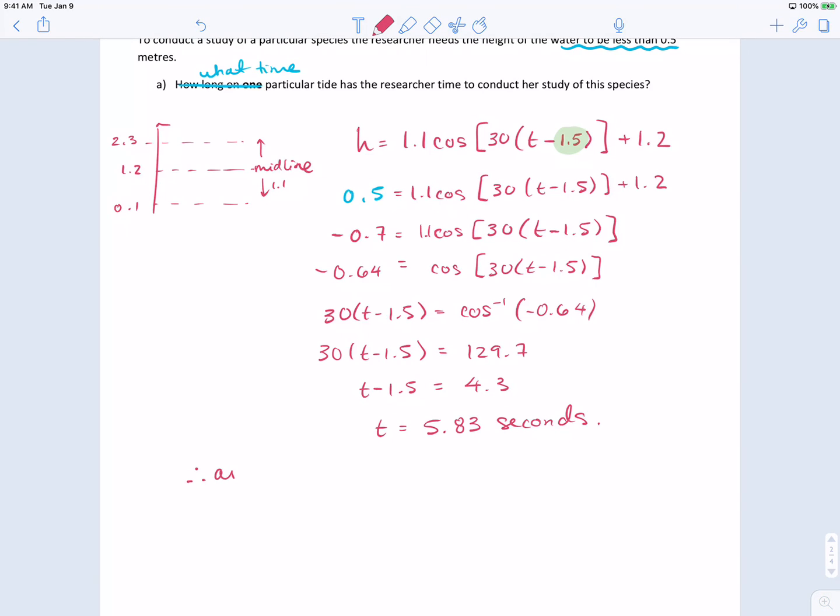So therefore, after 5.83, oh no, it's not seconds. If you didn't catch that in the question, it is in hours. So basically, at approximately 5.8 hours after midnight, so therefore at approximately 6 a.m., the research can start.